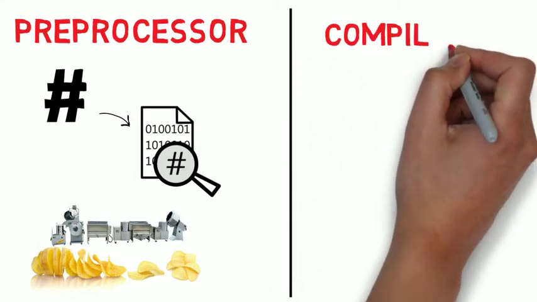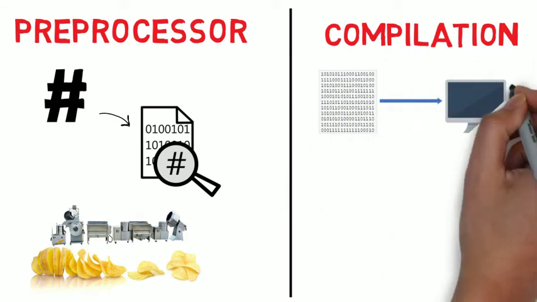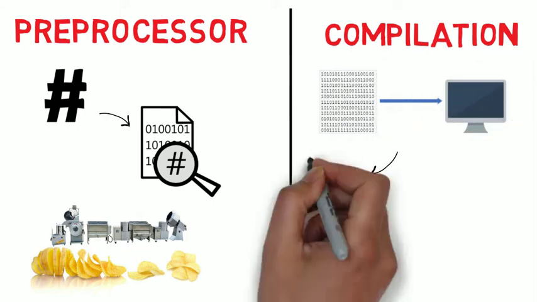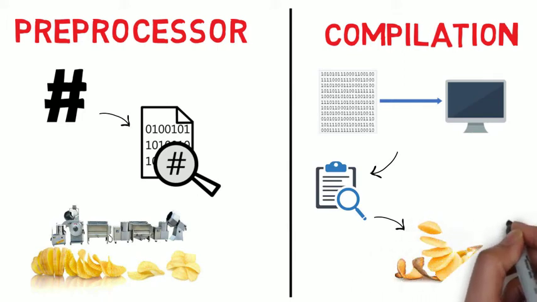The second stage of compilation is confusingly enough called compilation. In this stage, the pre-processed code is translated to assembly instructions specific to the target processor architecture. These form an intermediate human readable language. It's like half-baked potatoes being in the assembly line of the factory.